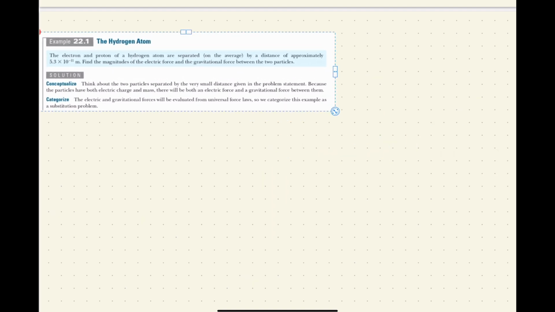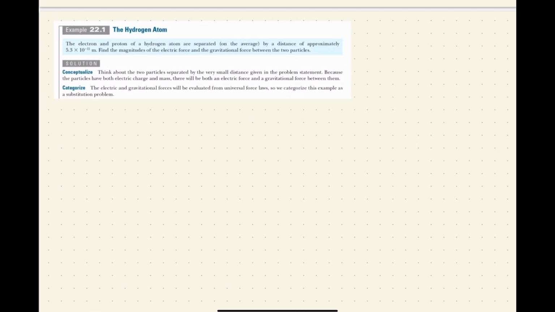The hydrogen atom. The electron and proton of a hydrogen atom are separated on average by a distance of approximately 5.3 times 10 to the negative 11 meters. Find the magnitudes of the electric force and the gravitational force between the two particles.